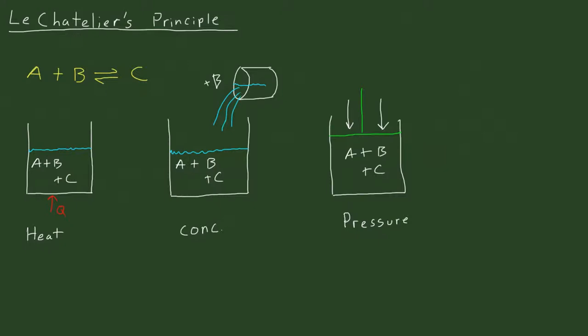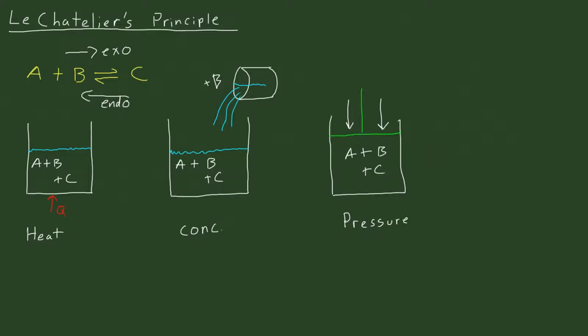So let's say that the forward reaction is exothermic, meaning that it's going to give off heat, right? So this will be exothermic. So A plus B are going to react to form C and give off a lot of heat. Conversely, C will break down into A plus B if heated, right? So this is going to be endothermic, right? So it's going to absorb heat.